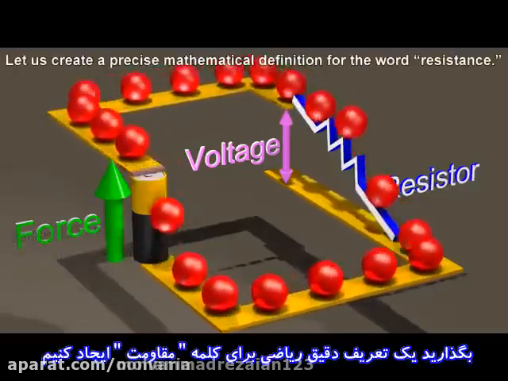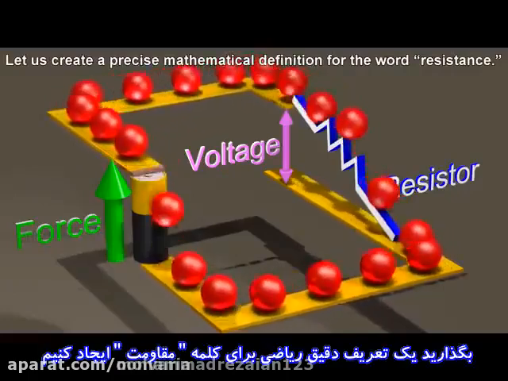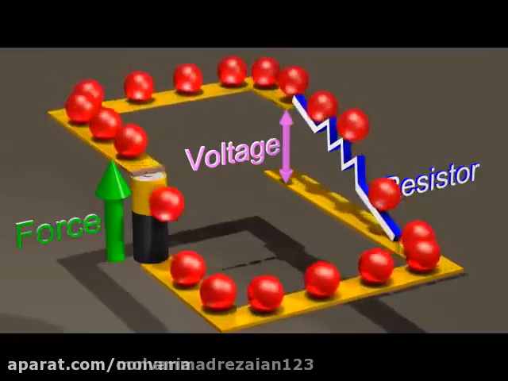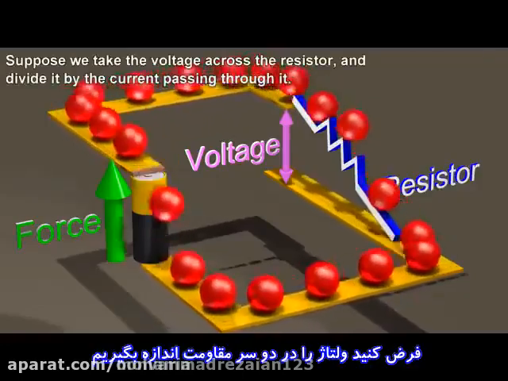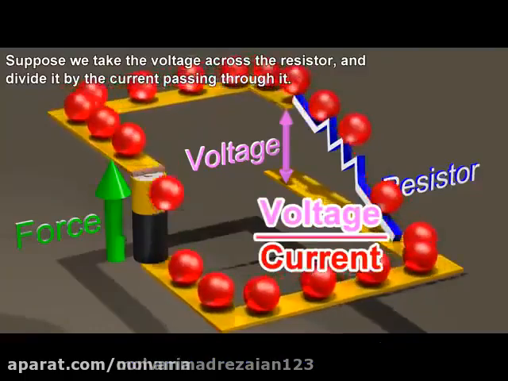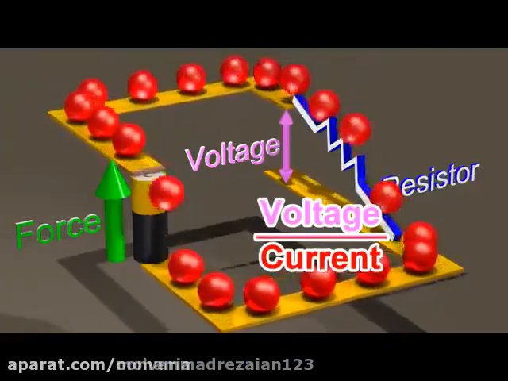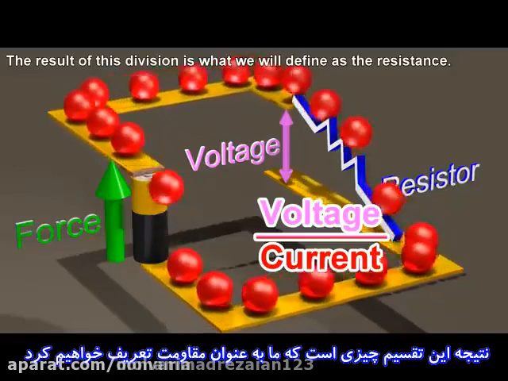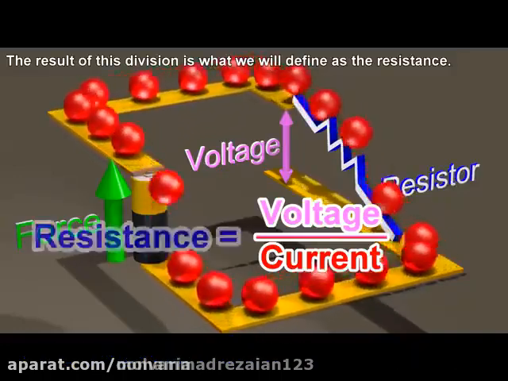Let us create a precise mathematical definition for the word resistance. Suppose we take the voltage across the resistor and divide it by the current passing through it. The result of this division is what we will define as the resistance.